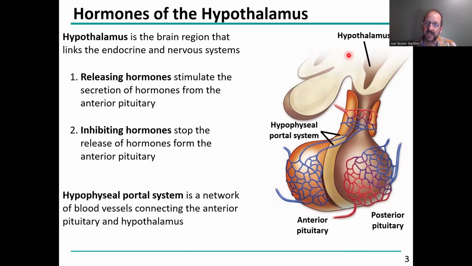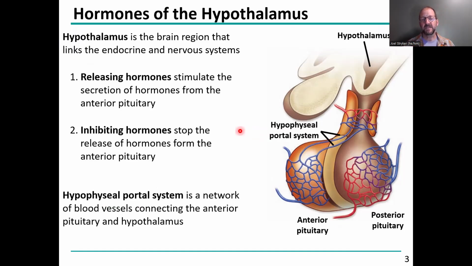One way it works is the hypothalamus will send hormones through the blood down to the anterior pituitary through a system called the hypophyseal portal system. Hypophyseal is just another fancy name, like the hypophysis is another name for the pituitary, so you'll see that word sometimes. A portal system is a network of blood vessels that connect the anterior pituitary and the hypothalamus. You might remember hearing about this in anatomy, or more likely the hepatic portal system.